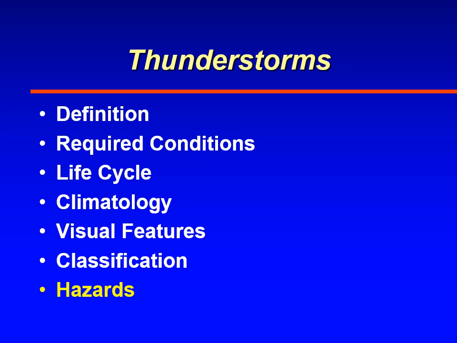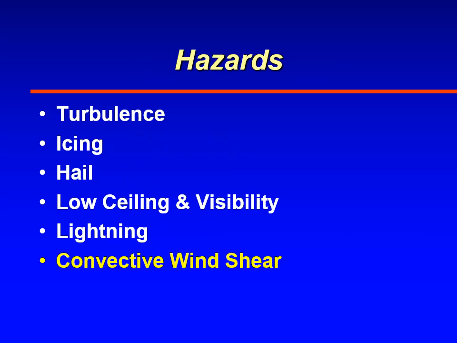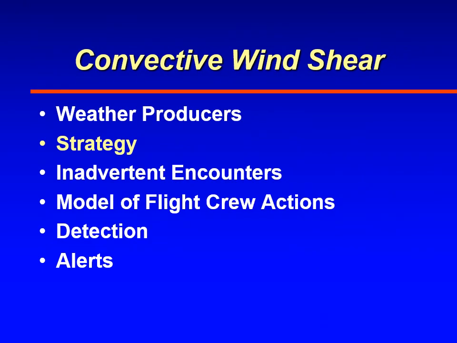We're working through hazards right now. The thunderstorm hazard that we're discussing in this video is convective wind shear. In another video on my YouTube channel, we already discussed weather producers. In this video, we're going to talk about strategies for avoidance of wind shear and also how inadvertent encounters with wind shear can be avoided and what they look like.